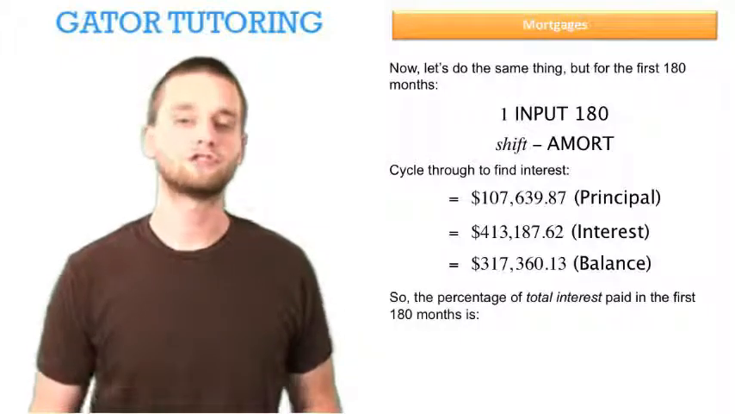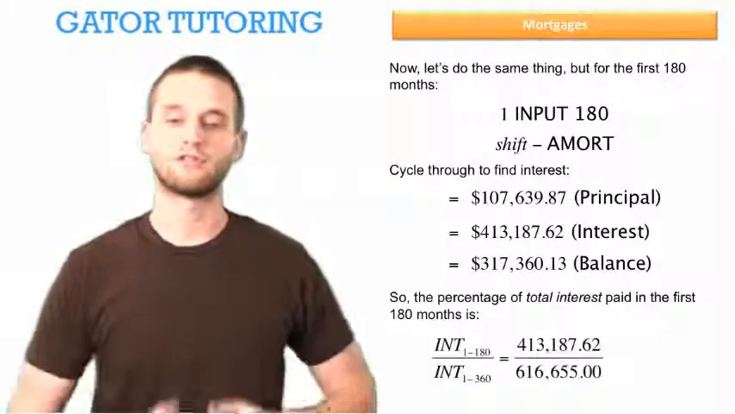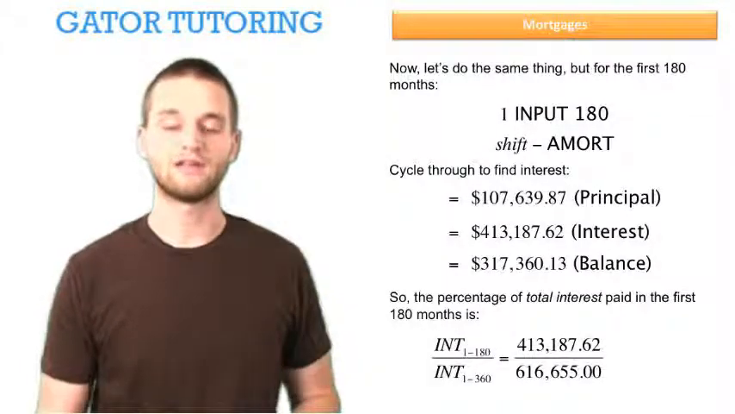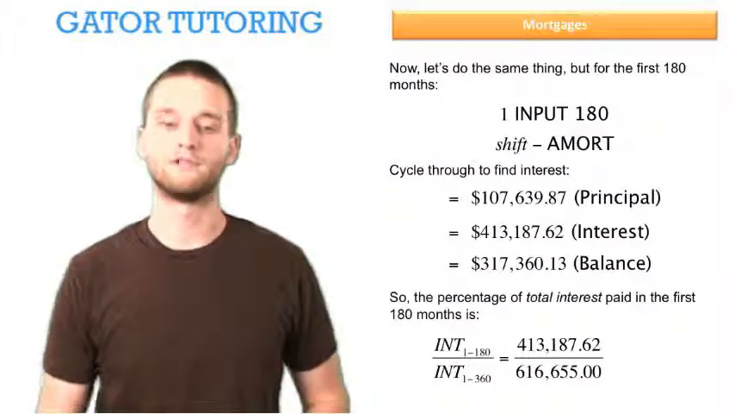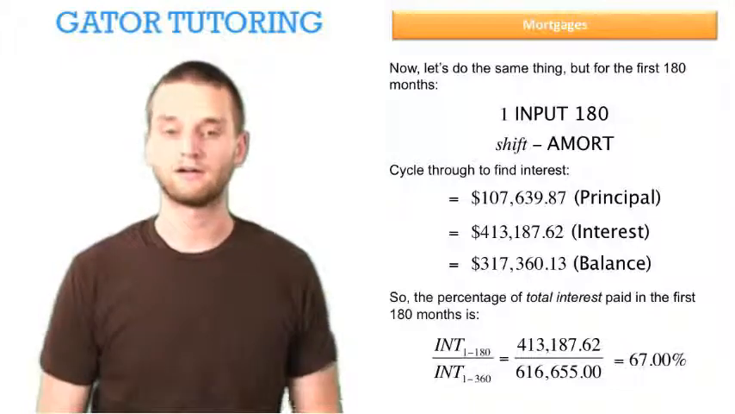So the percentage of total interest paid in the first 180 months is just the interest that is paid from month 1 to 180 divided by the interest that's paid from month 1 to month 360. We found that, so we just divide, and we see that that is about 67%.